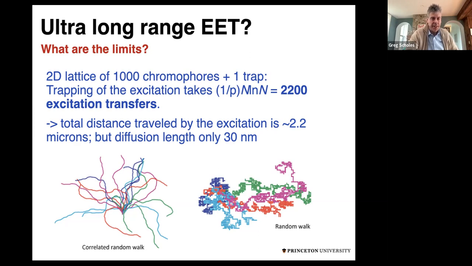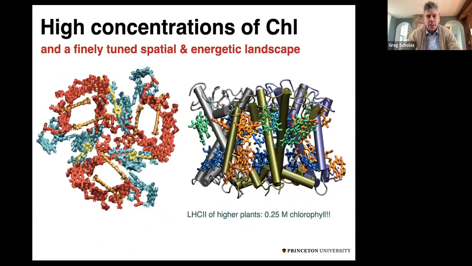If you could spread or direct that excitation, which is shown on the left here, with some kind of correlation, saying that if I go forward in one direction, I'm more likely to continue going forward, then you could really extend that diffusion length. So this random walk is an issue. Here, coming back to the point of those five lessons about light harvesting I mentioned before, that can quantify what I was saying here.